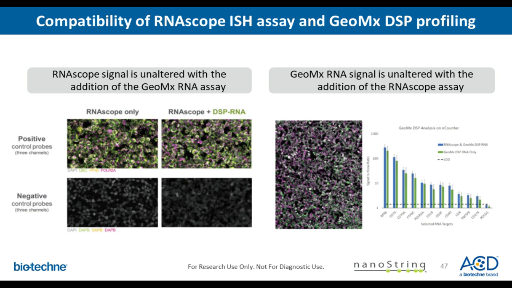And so to the right, we're basically doing the inverse. Is GeoMx RNA signal altered when we add RNAscope on top? So again, this is just a really large field of view of a mixed cell population. And basically the graph on the right shows that if we add RNAscope on top of GeoMx DSP and compare it to GeoMx DSP without RNAscope, we get indistinguishable results.